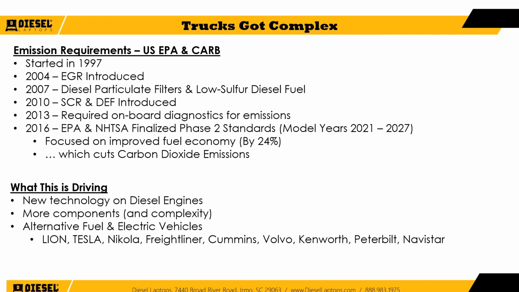And in 2013, there was a little minor adjustment that many people didn't realize relating to emissions, and that's the requirement of onboard diagnostics for emissions. When I say onboard on a vehicle, it could be just warning indicator lights. It could actually be a dash panel that talks about the different codes that you're seeing. And we'll talk about some of the problems with that as well. But what you may not realize is that in 2016, the EPA and NHTSA got together and made a thing called the Finalized Phase 2 Standards. It has to do with more emission requirements from 2021 to 2027. Basically, they're not as concerned about cutting the amount of emissions coming out of the engine. They still want to reduce emissions, but their whole thing is, if we get better fuel economy, then we won't have as many emissions. So now all the engine manufacturers have to increase fuel economy by 24% by the year 2027.